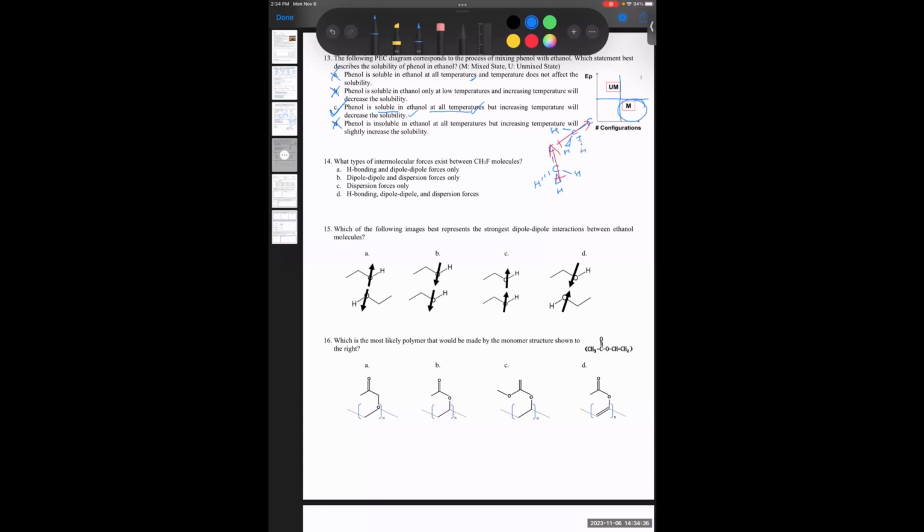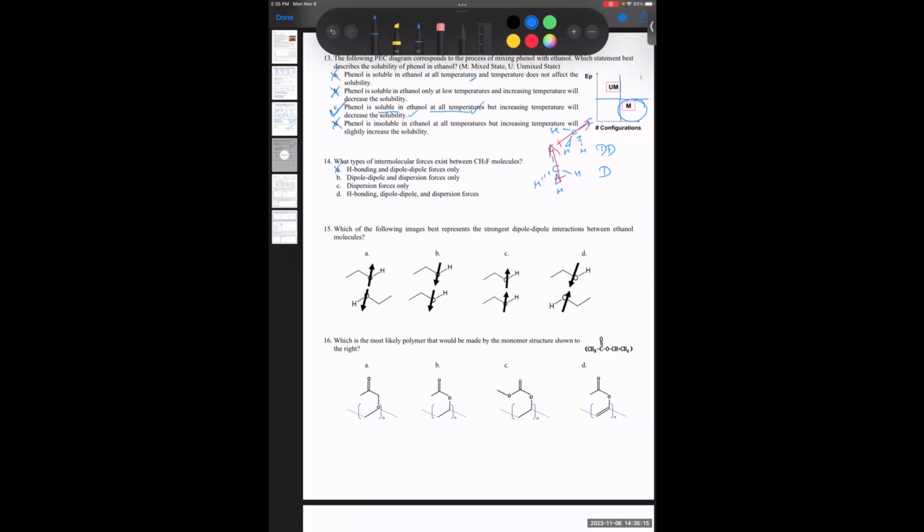So dipole-dipole interactions are there, and then all molecules have dispersion interactions, because if you have an electron cloud, which all molecules do, then that electron cloud can be perturbed, meaning polarized, to give temporary partial charges, and then these temporary opposite partial charges can attract each other. Those are called dispersion forces. So dispersion force is also there. There is no hydrogen bonding because you do not have hydrogen covalently bonded to nitrogen, oxygen, or fluorine.